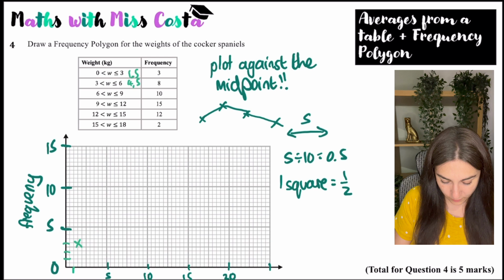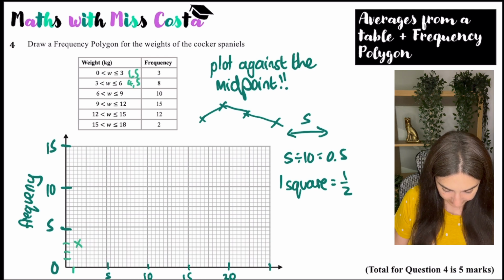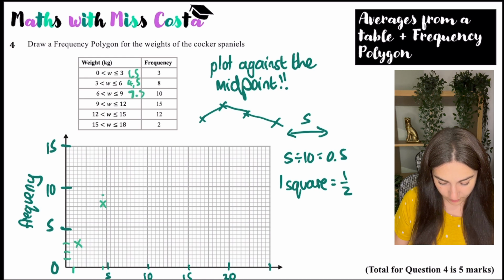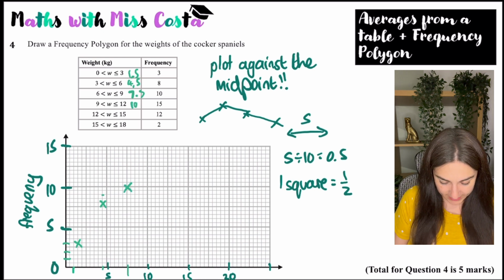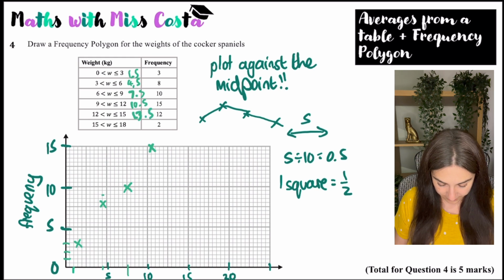Then we've got 4.5 and 8. So 4.5 would be here, and 8 would be 9, 8. Okay, then we've got 7.5. So 7.5 would be nice and halfway. 7.5 and 10, that's a nice coordinate. Then we'd have 10.5 and 15. And then we'd have 13.5 and 12. So 13.5 would be here, and then 12 would be there.